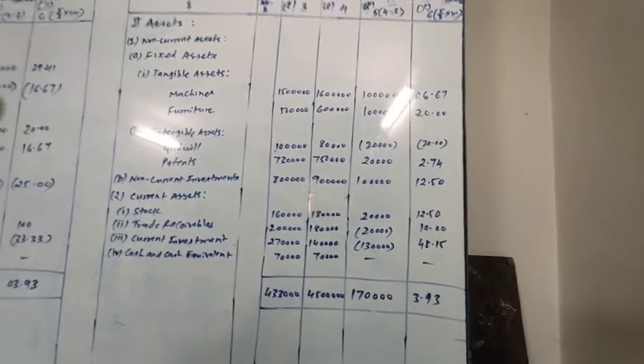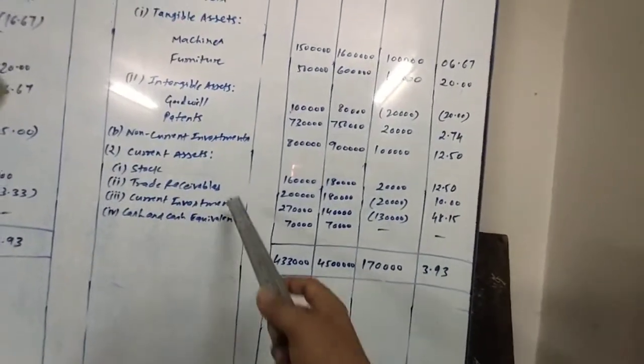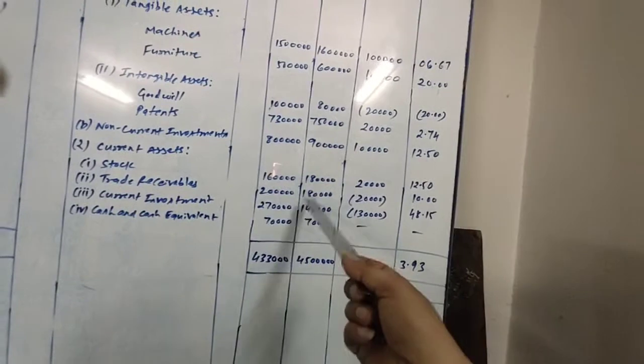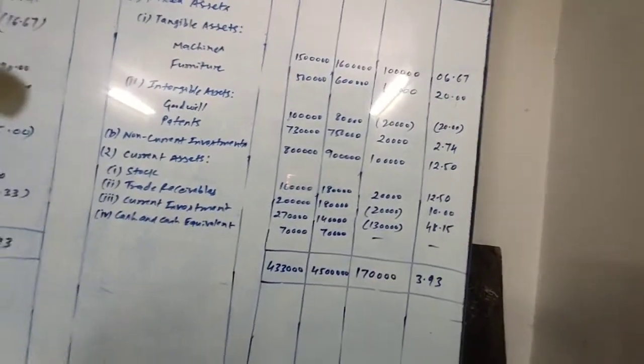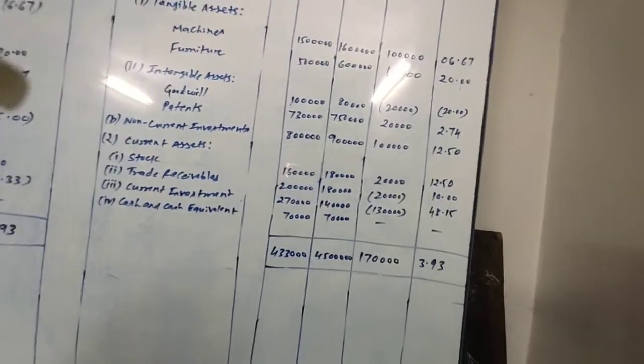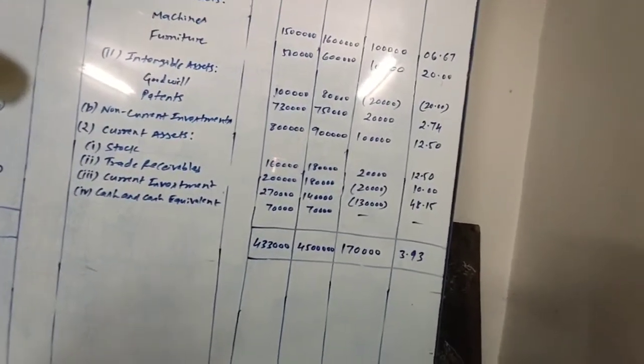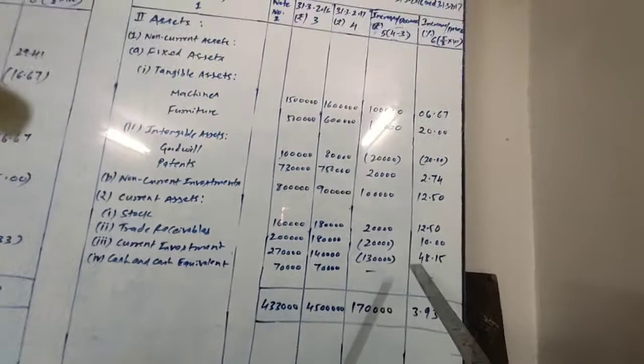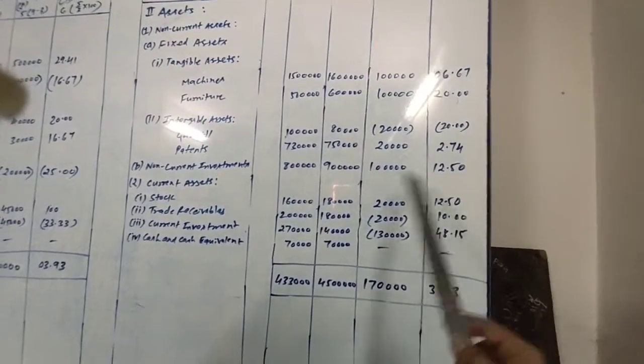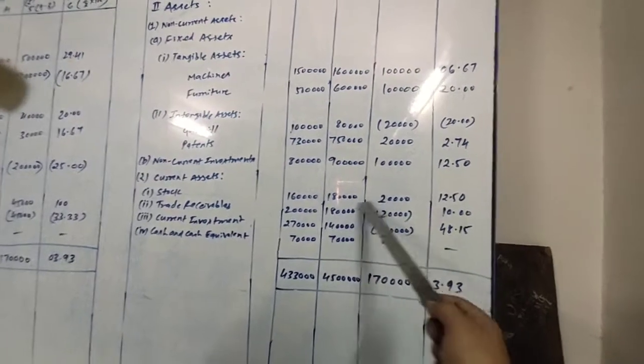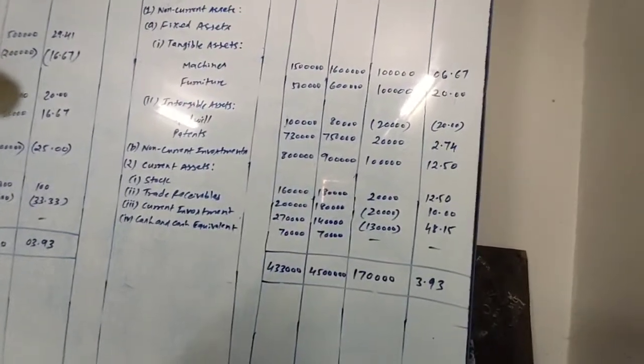Then friends, current assets are given. Current asset stock is given 1,60,000 in the year 2016, and in 2017 it became 1,80,000. So there is an increase of 20,000, and when we convert this increase in percentage, we get 12.5%, that is 20,000 divided by 1,60,000 into 100.